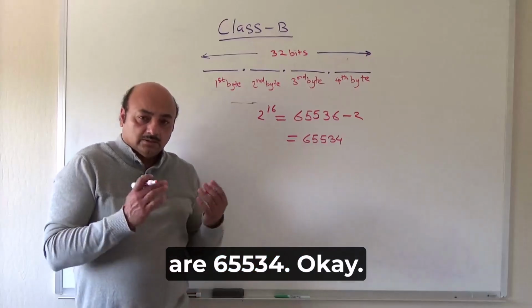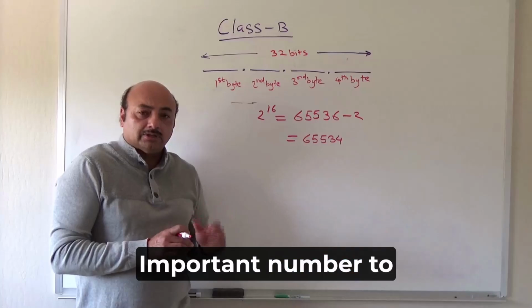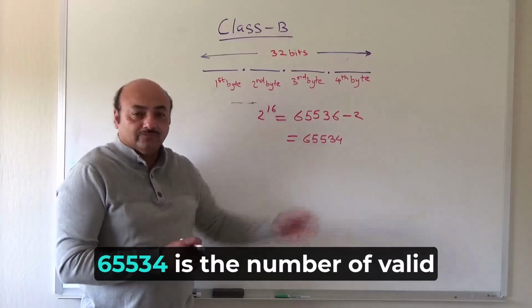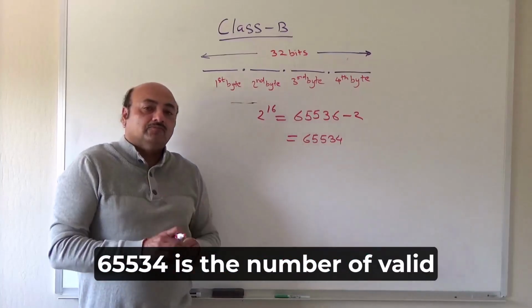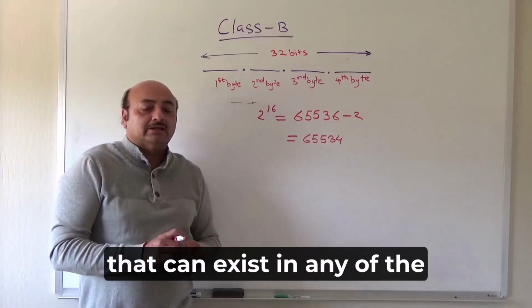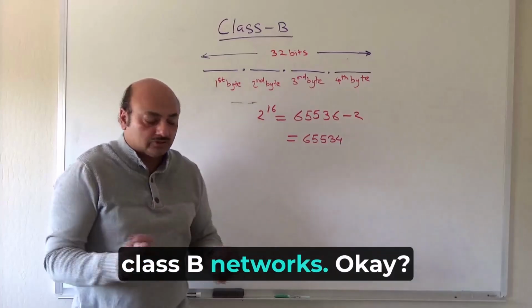Okay, an important number to keep in mind. 65534 is the number of valid host IP addresses that can exist in any of the Class B networks.